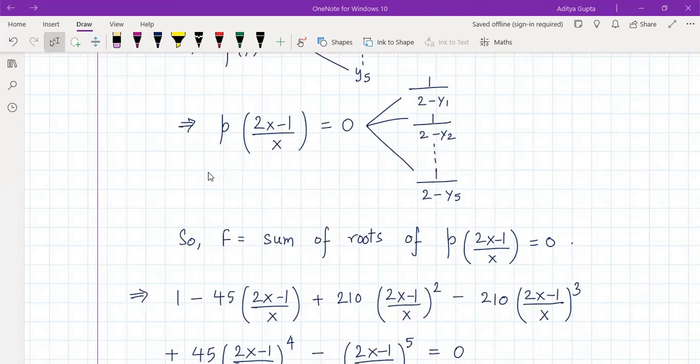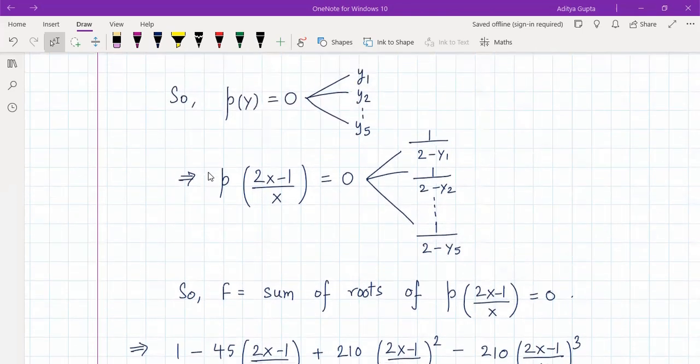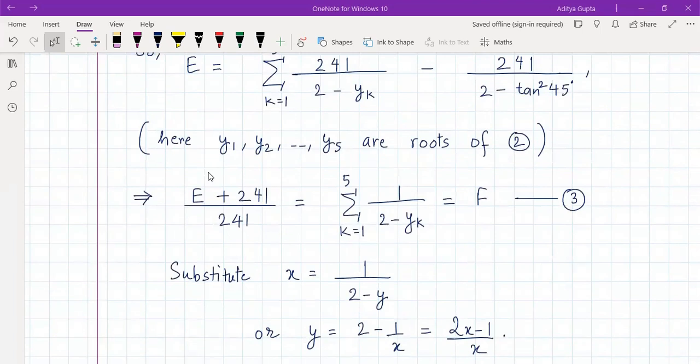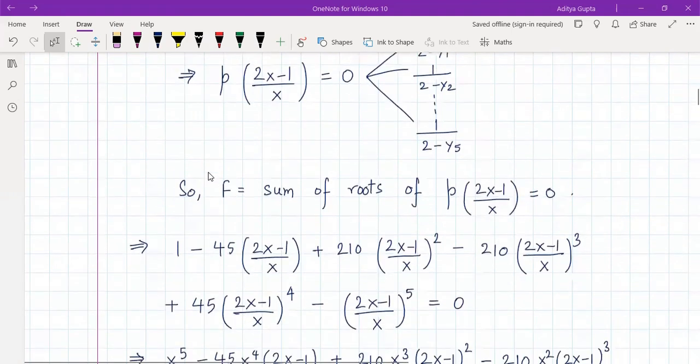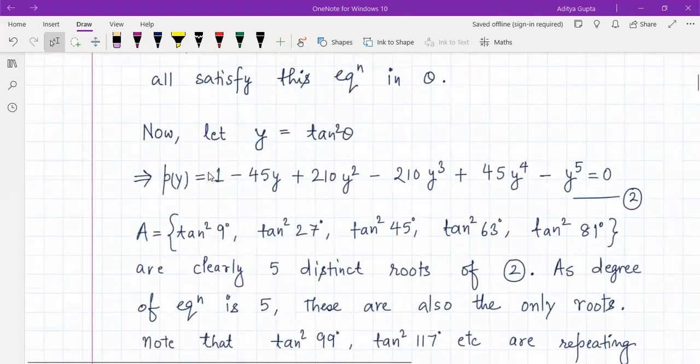Now f is equal to nothing but the sum of roots of the polynomial equation p of 2x minus 1 upon x equal to 0. Obviously, because its roots are 1 upon 2 minus y1, 1 upon 2 minus y2, etc., and f is precisely the sum of those values. So we now try to simplify p of 2x minus 1 upon x equal to 0, right? So p of y we already have here, p of y we have already defined.